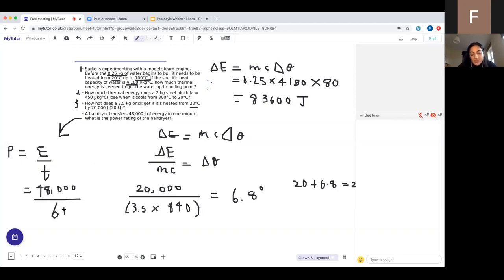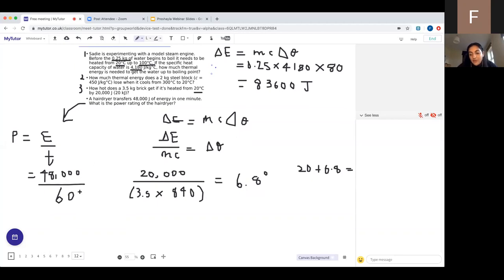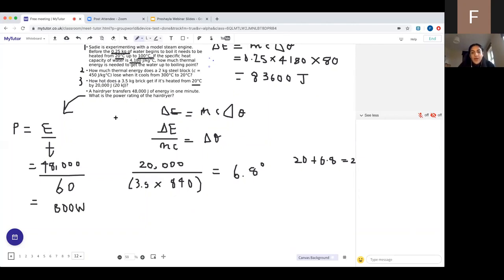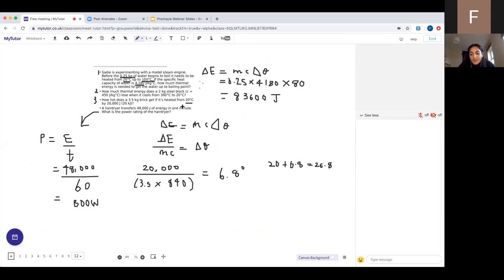So please, could you work out the power rating for the hairdryer? 48,000 divided by 60 is 800 watts. So the power rating of the hairdryer is 800 watts. Okay, so we're going to stop there, and I'm going to take some of your guys' questions.